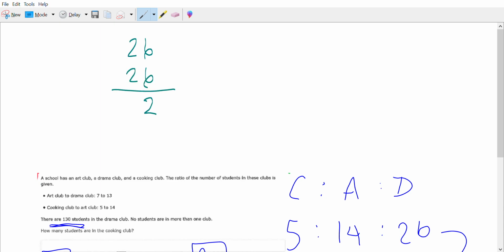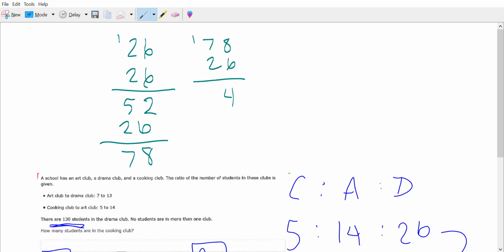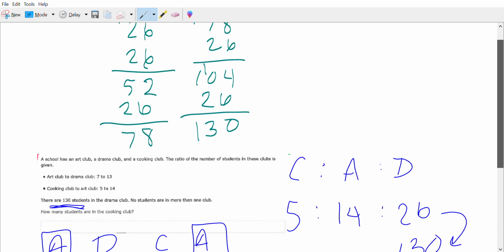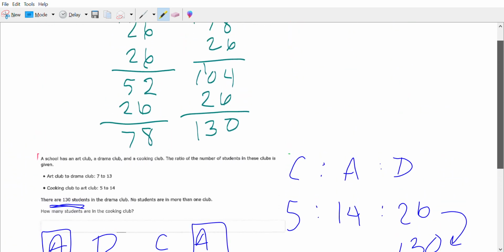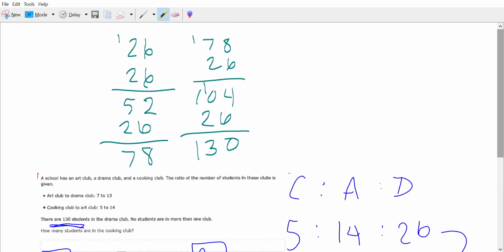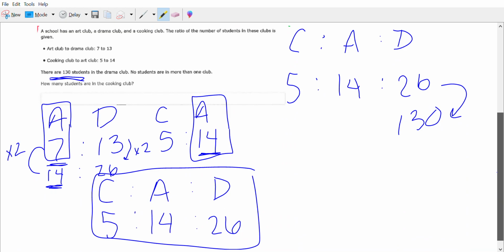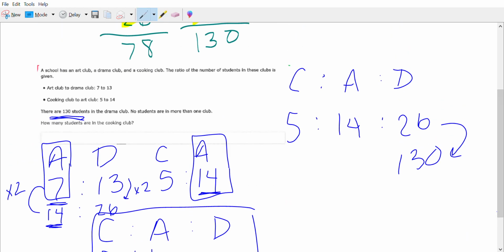6 and 6 is 12, carry our 1, that's 52. Add another 26, that's 78. We're going to add another 26, 8 and 6 is 14, carry our 1, it's 104. We're going to add another 26, 130. Would you look at that? The questions always require a little bit of work, but they're usually pretty equal in their multiplication and division. So that's 1, 2, 3, 4, 5 times 26. 26 times 5 is 130.